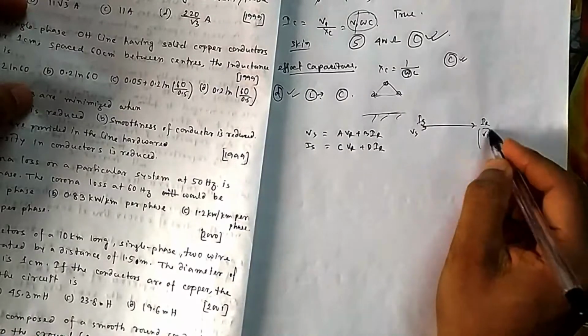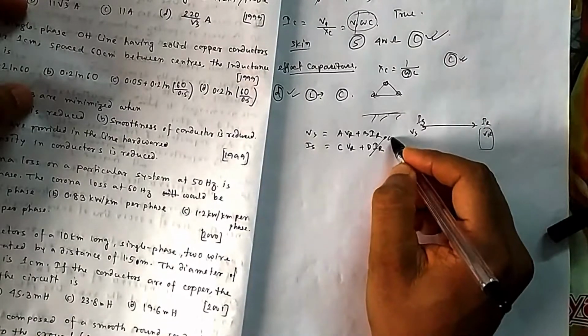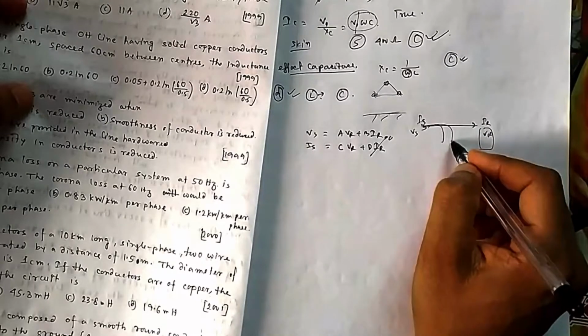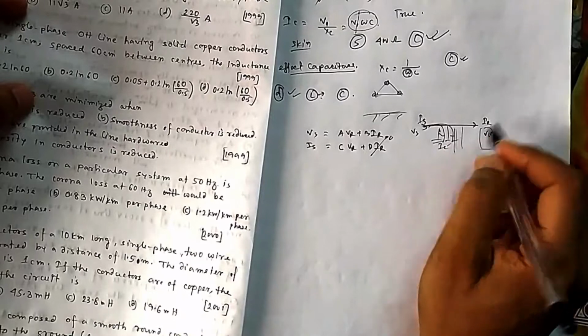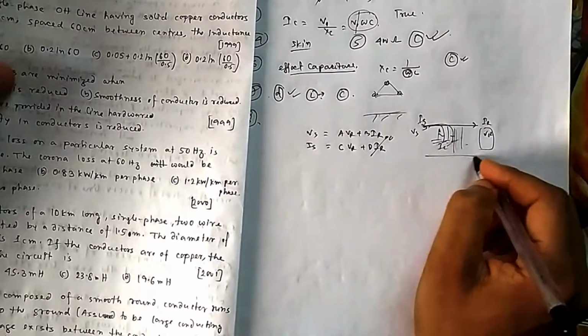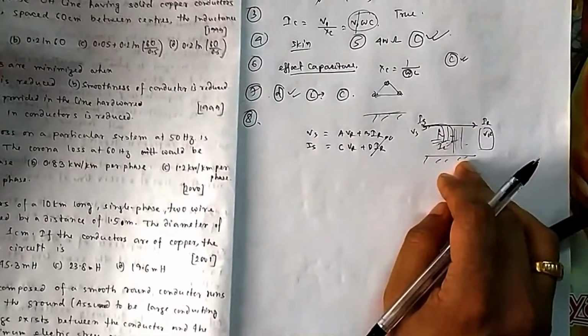Suppose there is no load, so IR is 0. So all the current that is flowing through IS is nothing but the charging current, which is charging this capacitance. There are infinite small capacitors connected, distributed all along the line.